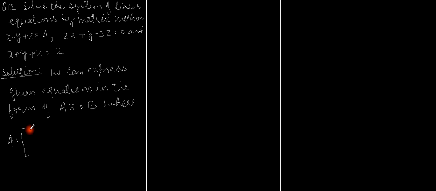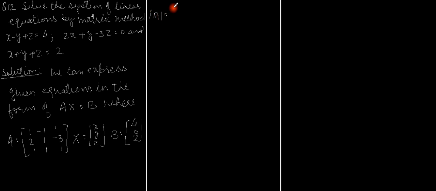So the coefficients of x, y, z in the first equation are 1, minus 1 and 1. In the second equation these are 2, 1 and minus 3. In the third equation they are 1, 1 and 1. So this is matrix A. Similarly, matrix X is the matrix of the variables x, y, z, and matrix B is the matrix of the constant terms, which are 4, 0 and 2. So these are the three matrices, and with the help of these we will be finding the solution of the linear equation. So first of all, we find the determinant of A.